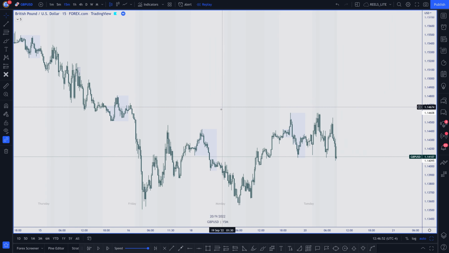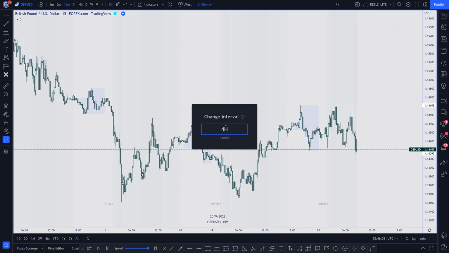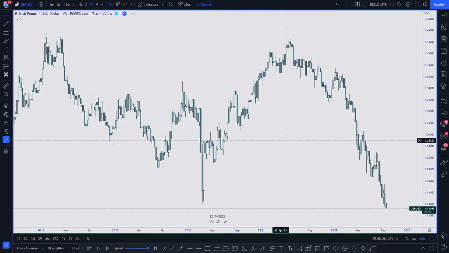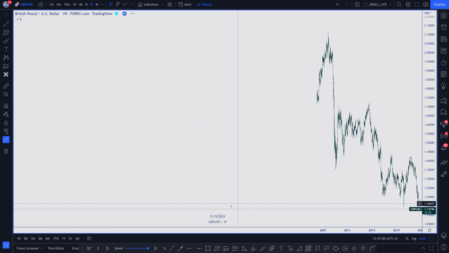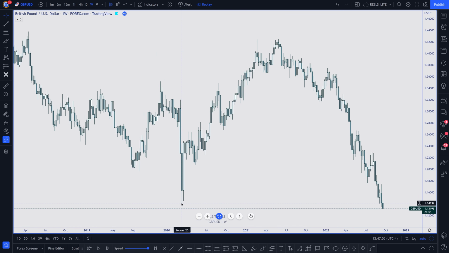All right, guys, so let's start with the pound dollar short that I took on the 15 minute here. We're going to start with the weekly time frame here really quickly. As you can see, because I'm not on FXCM, we can't see the left, but we are making some new lows here, right? So we basically broke this previous low here on the weekly.